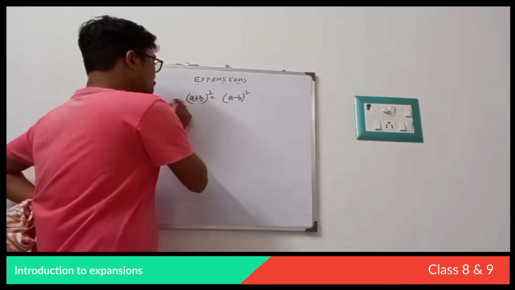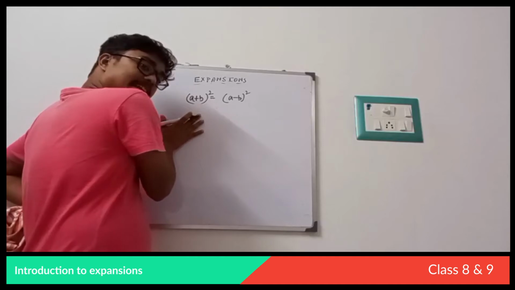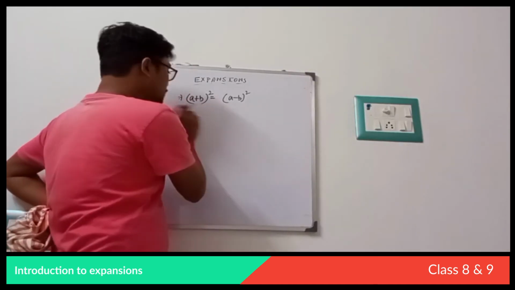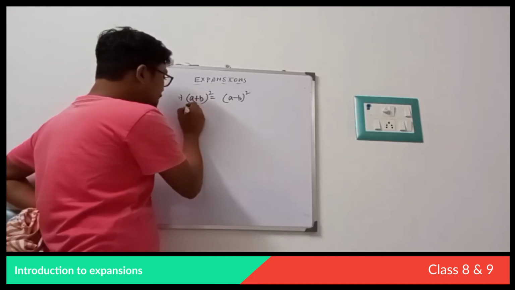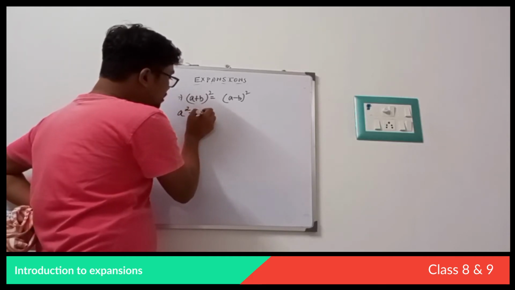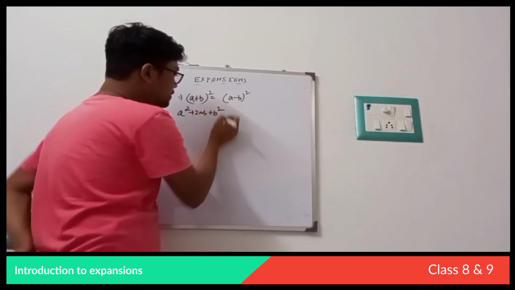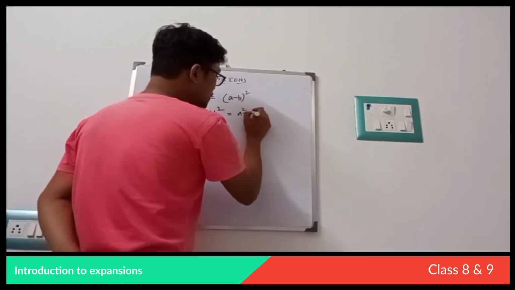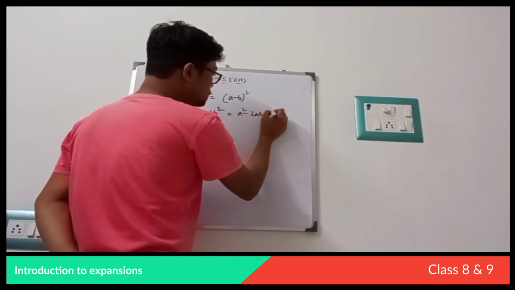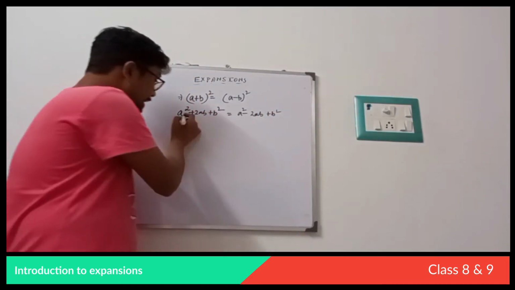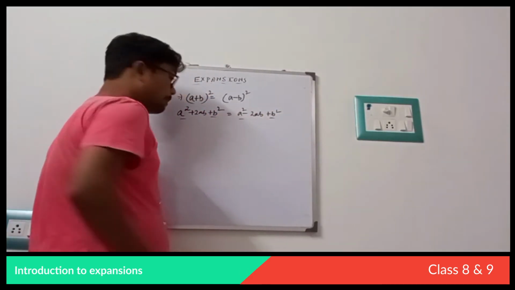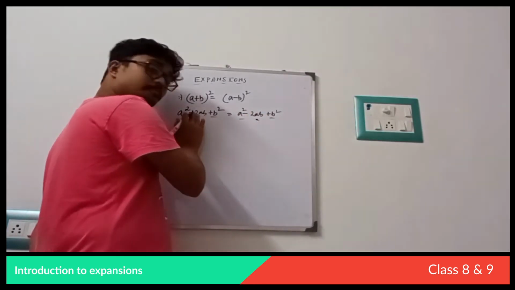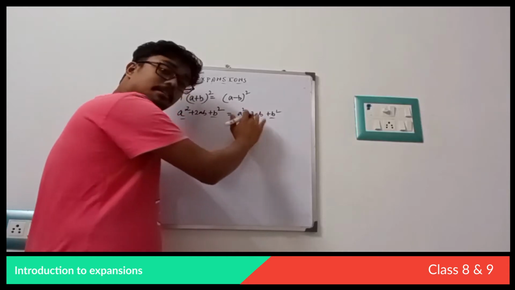So here on this side I write the formula of (a plus b) whole square and there (a minus b) whole square. What is the formula of (a plus b) whole square? a square plus 2ab plus b square. And what is the formula of (a minus b) whole square? a square minus 2ab plus b square. In these two terms there is no problem. The problem arises with the 2ab term. Here it is plus 2ab and here it is minus 2ab.